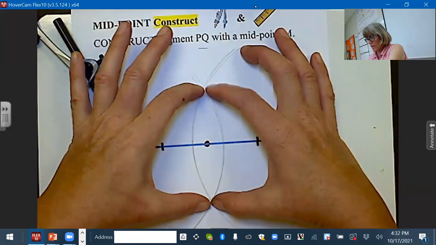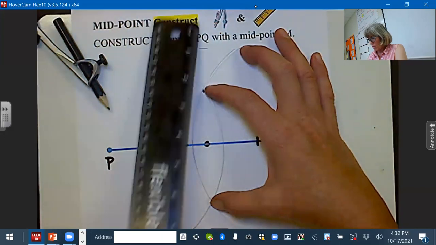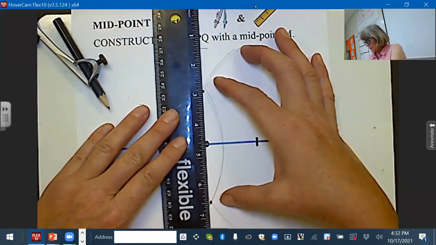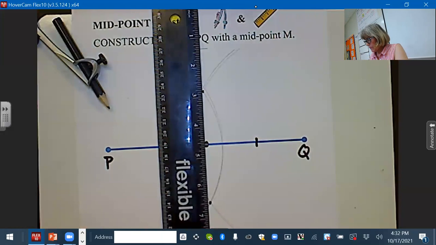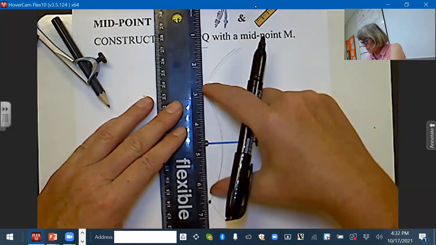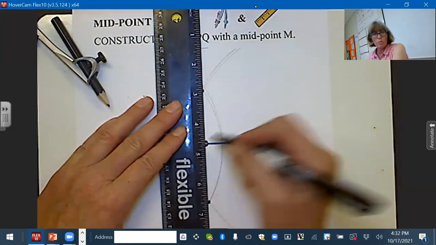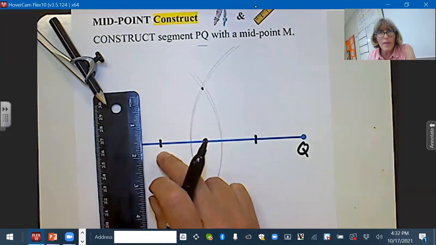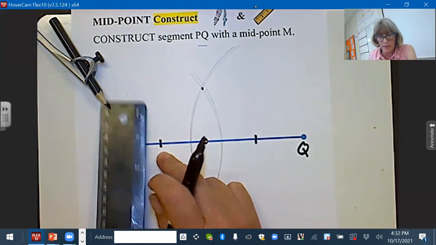Where they intersect, you grab your ruler. Once again, you line up those points of intersection. There's your midpoint hatch mark. That's how you construct a midpoint.